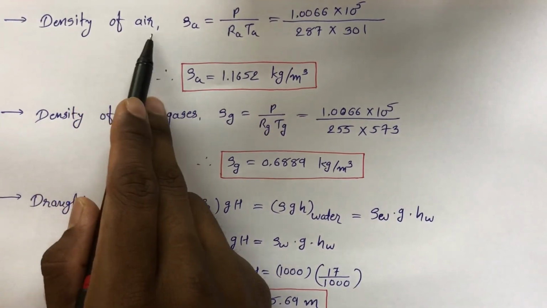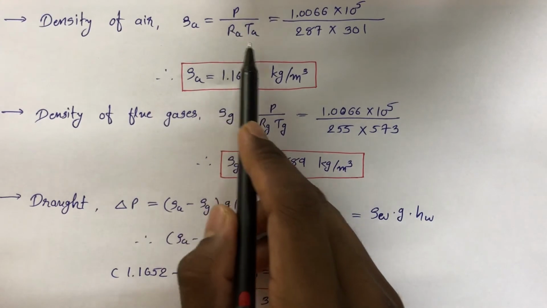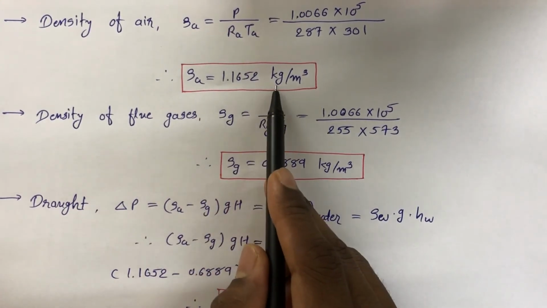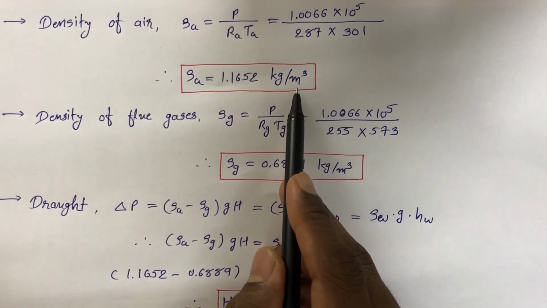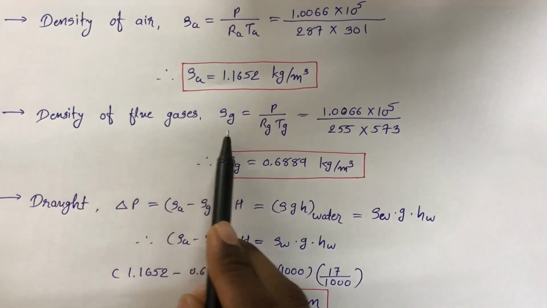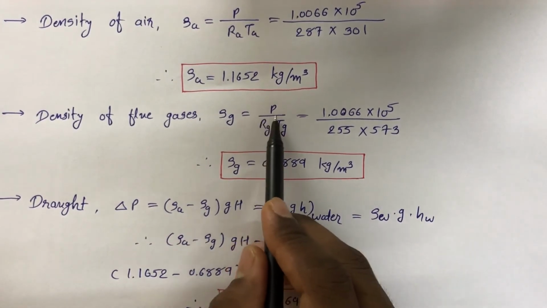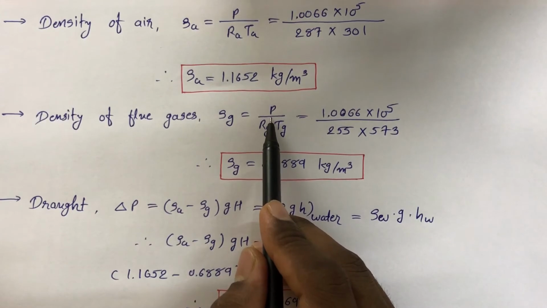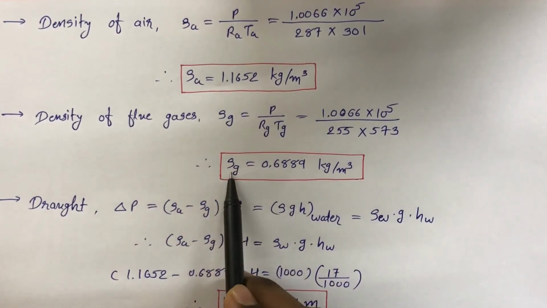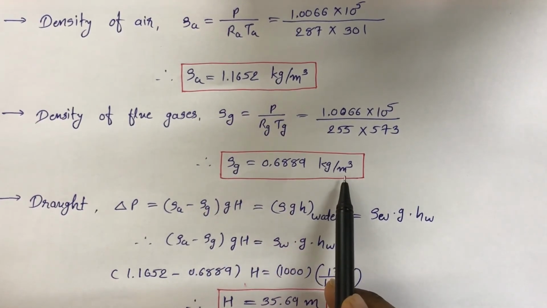Find density of air, P by RA TA. All these values are given to you. So ρA will be 1.1652 kg per meter cube. Then find density of flue gases. ρg is equal to P divided by Rg into Tg. Here also you have to take P as atmospheric pressure only. So you will get ρg as 0.6889 kg per meter cube.